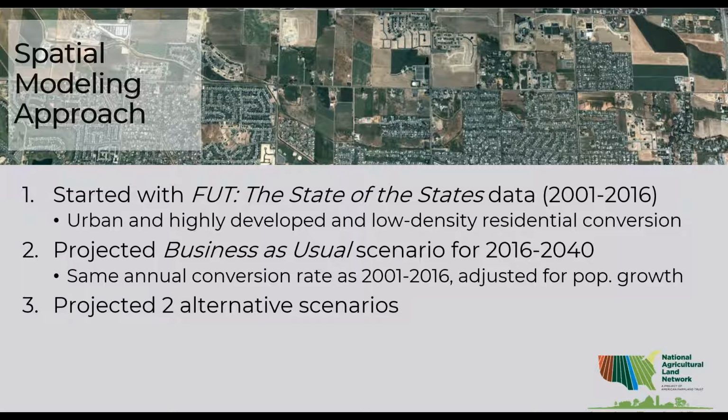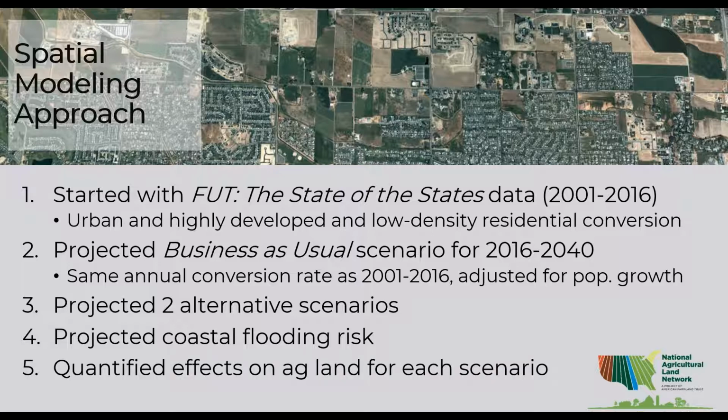For each of the three scenarios, we also mapped the coastal flooding risk that is projected by sea level rise. Once we had our projection of conversion and flooding risk, we quantified the effects of these scenarios in two different ways. One, on the agricultural land type that is likely to be converted, so whether it's more likely to be cropland or pasture land or woodland, as well as on the quantity of the agricultural land projected for conversion. So what is the quality of that? And for that, we used the Productivity, Versatility, and Resiliency Index that we created in the 2020 report, and we'll talk about that in a minute.